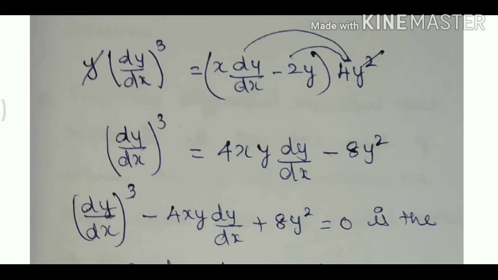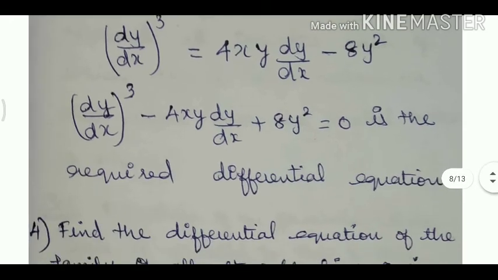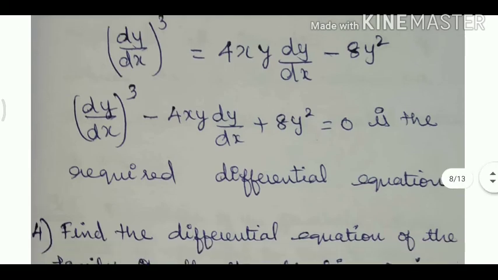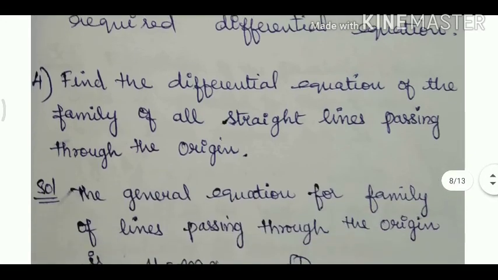Okay, so this is the sum. First you have to find the value of c. Substitute this value in equation 1. After solving it, you are getting this answer. Okay, so next we are going to see the fourth question.